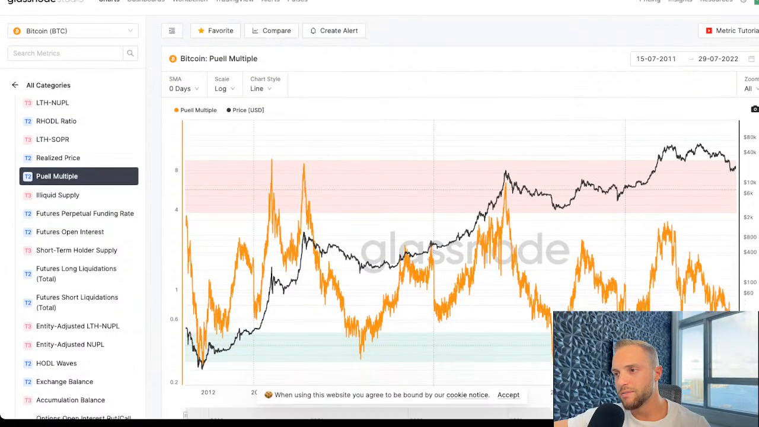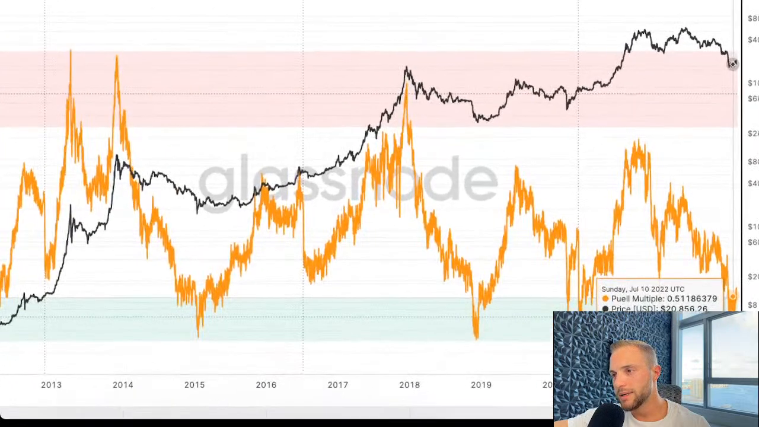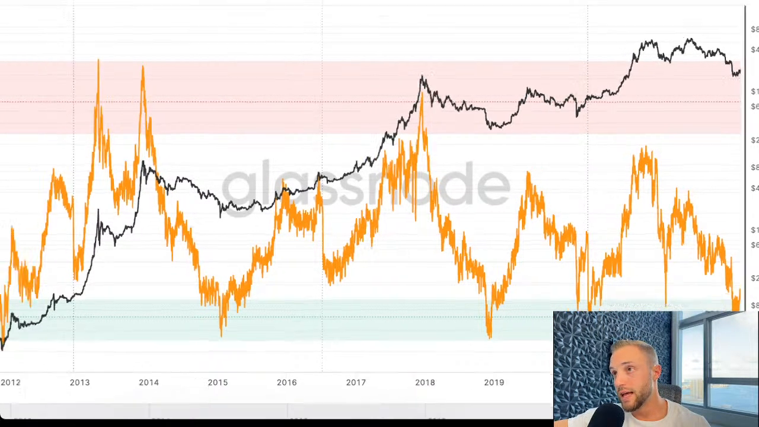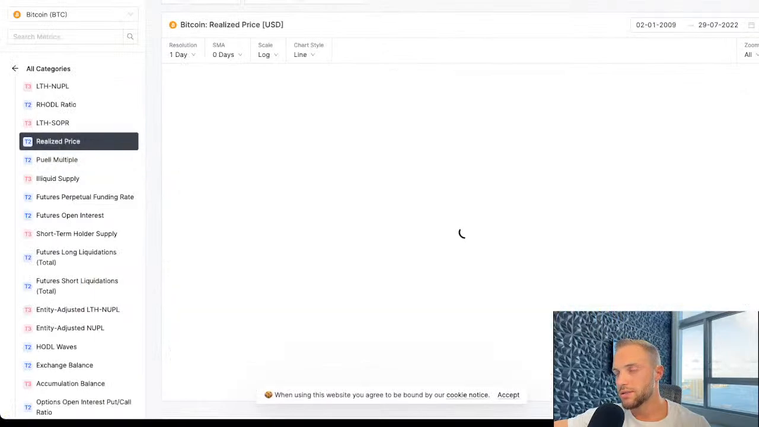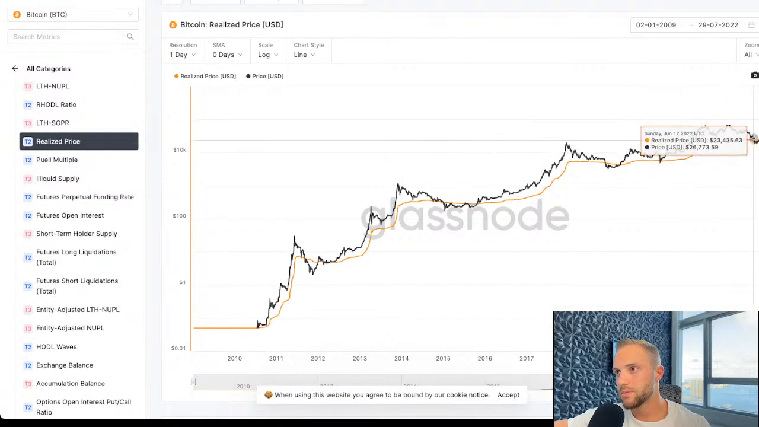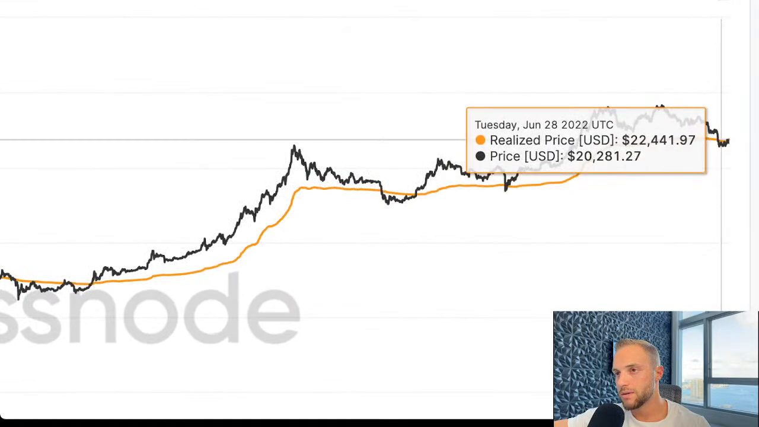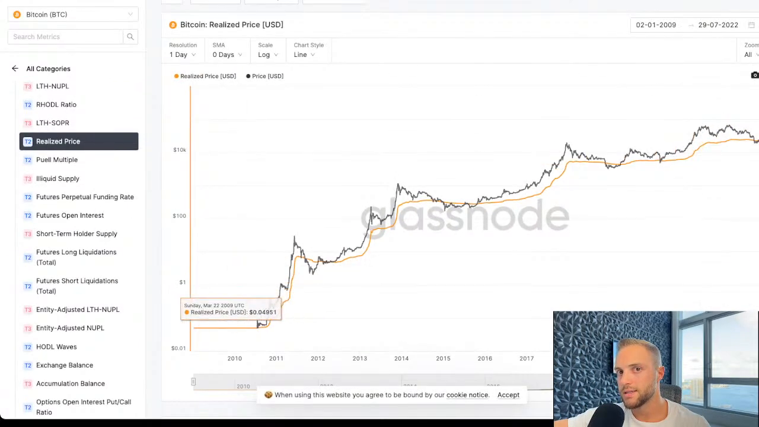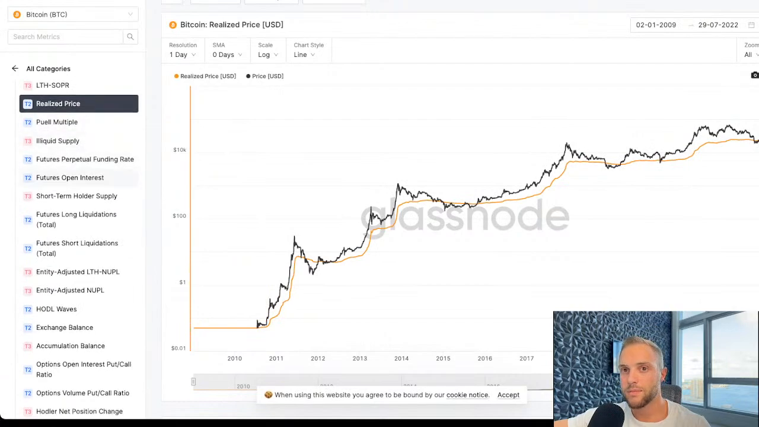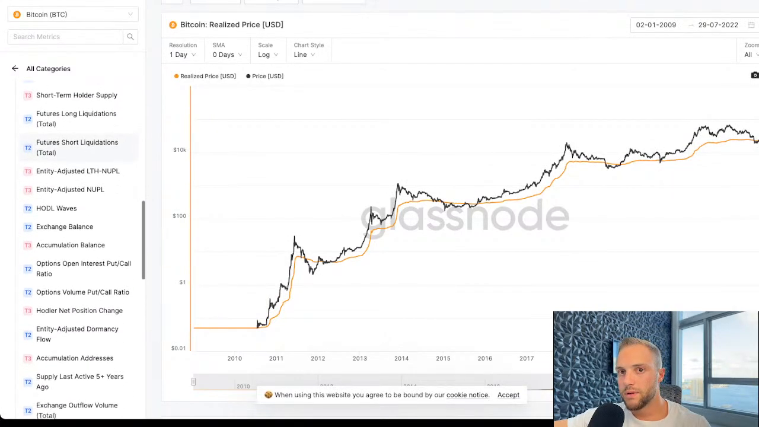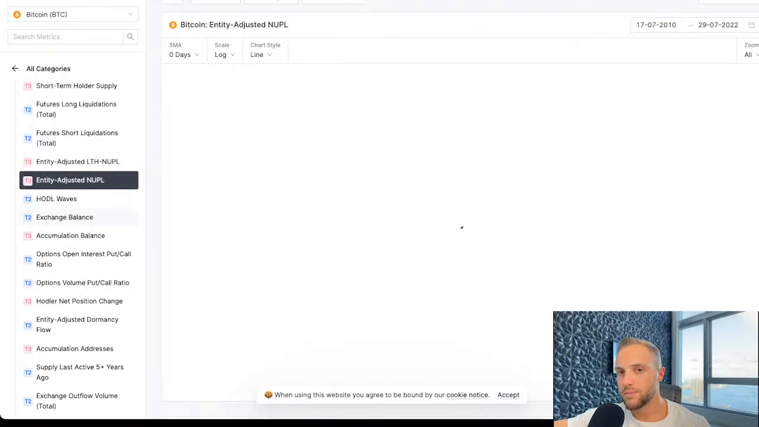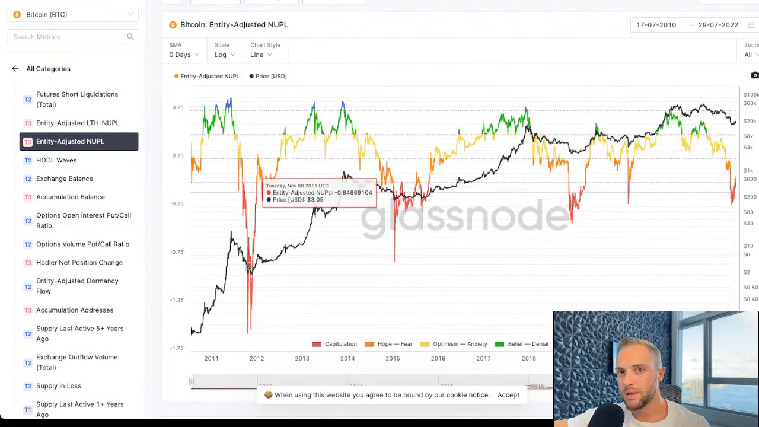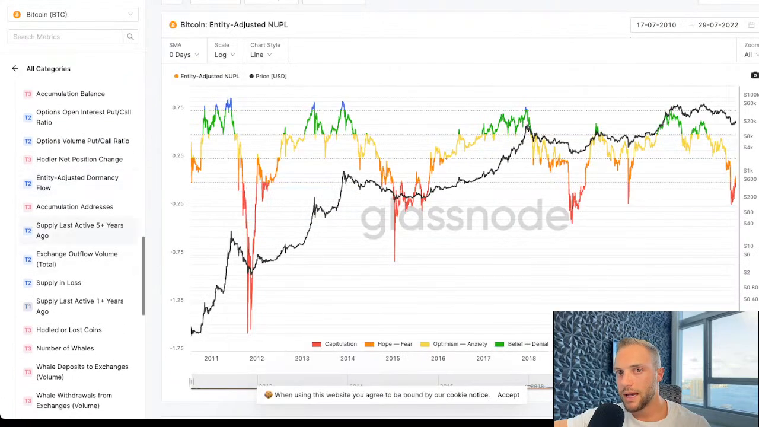There have been a lot of bottoming indicators recently that have flashed, which is why I've been adding to some of my longer term positions. Realized price is at the buying signal here. We're below the realized price. We're at the Puell multiple at the bottom, which has timed every bottom pretty well. If we look at entity-adjusted net unrealized profit and loss, same thing. We dipped into the red.